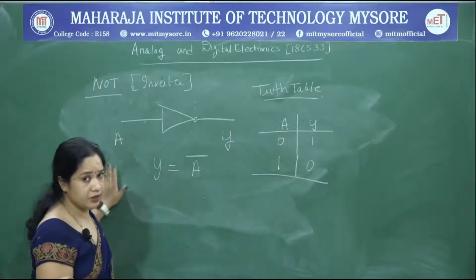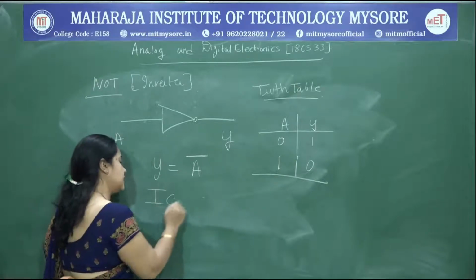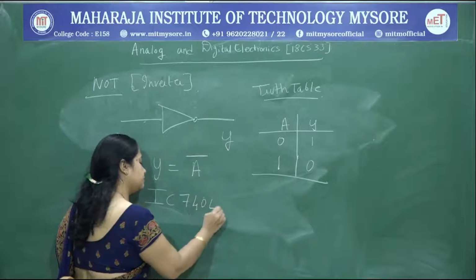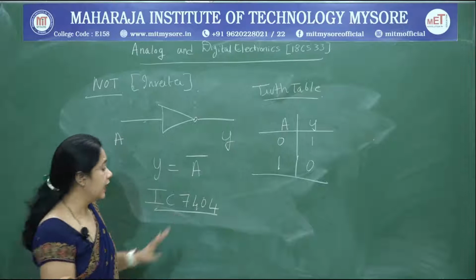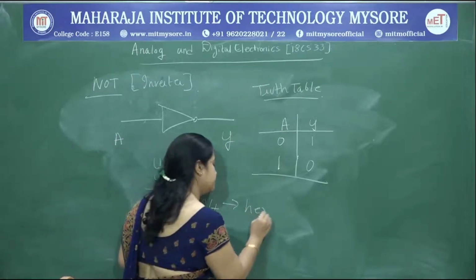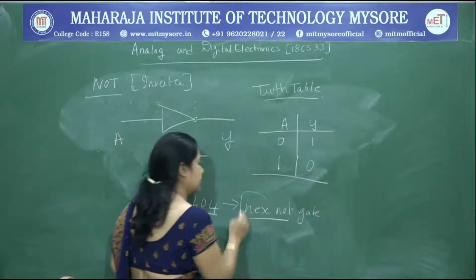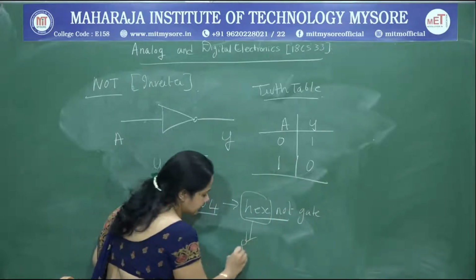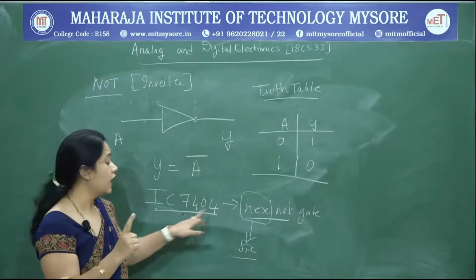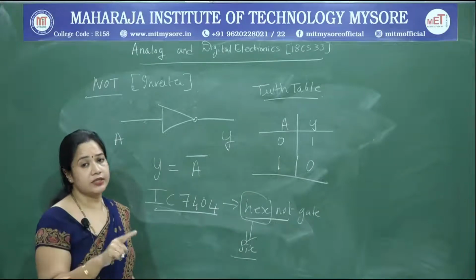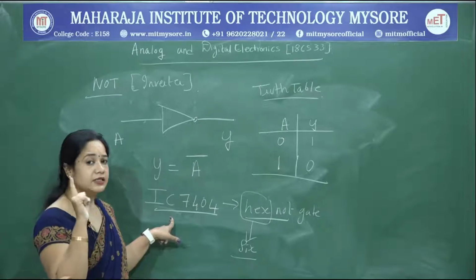Coming to the commercially available NOT gate, we have IC 7404. IC 7404 is an X NOT gate. So what is X? X is 6. When I say X NOT gate, using 7404 I can realize 6 NOT gates. So with a single 7404 IC, I can realize 6 NOT gates.